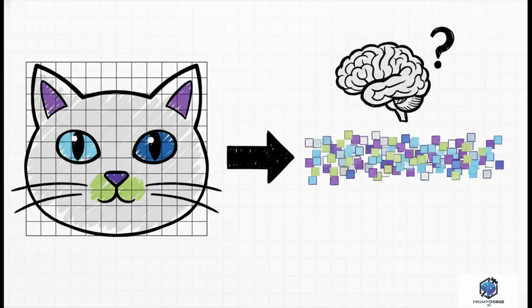And right there, that's the fatal flaw. By doing this, the network completely loses the image's structure. It has no clue which pixels used to be neighbors. A pixel for an eye and a pixel for a nose. To the network, they're just two random numbers in a giant list. All that context is just gone.